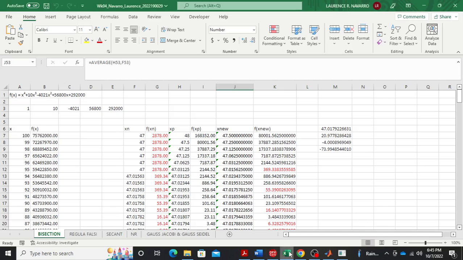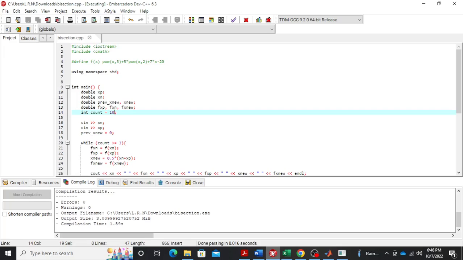Okay, for the next problem, we will solve this one, x to the fourth plus 10x cubed minus 4021x squared plus 56,800x plus 292,000, using this compiler. In representing variables raised to exponents, this is the syntax when using C++: pow, parenthesis, x, comma, 4.